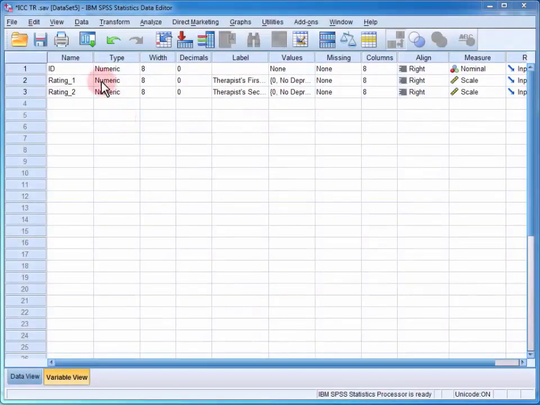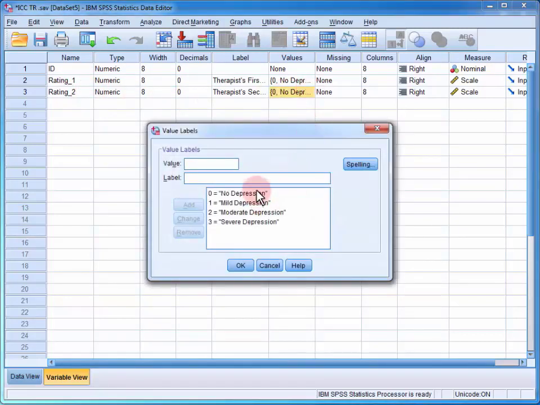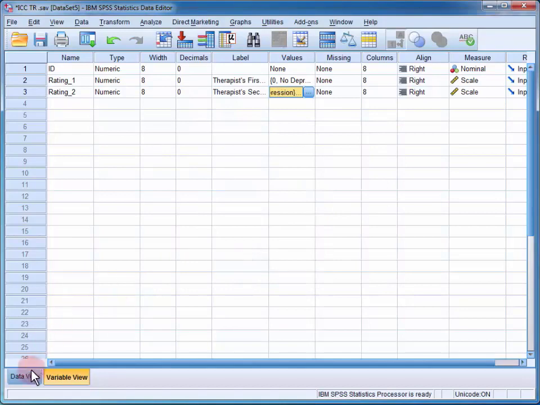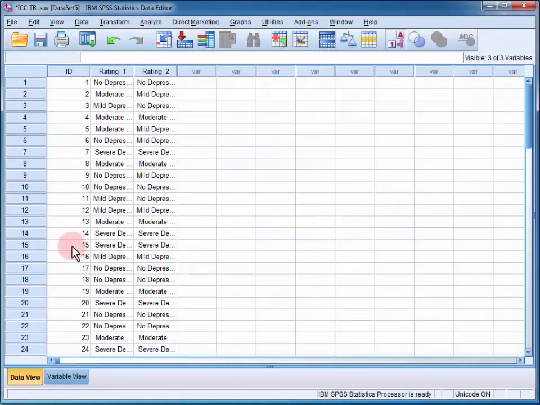In the data file, we have two variables of interest: the therapist's first rating of depression severity and their second rating. We can see that depression is scored at 4 levels, ranging from no depression to severe depression. If I change to the data view, I can see that the therapist rated the first individual as having no depression at both sessions.